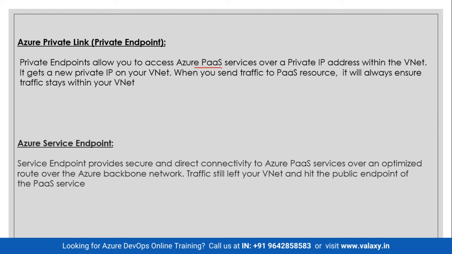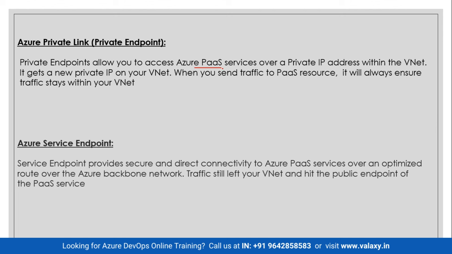Platform as a service: storage account, your virtual machine, SQL Server, these are all PaaS services. These are the services provided by Azure. So what endpoints allow you to do is access the PaaS services over a private IP. So you have a virtual network, and we assign public IP and private IP. Public IP, if you want public access, and private IP to keep things in the backdrop. So this is what private endpoints do.